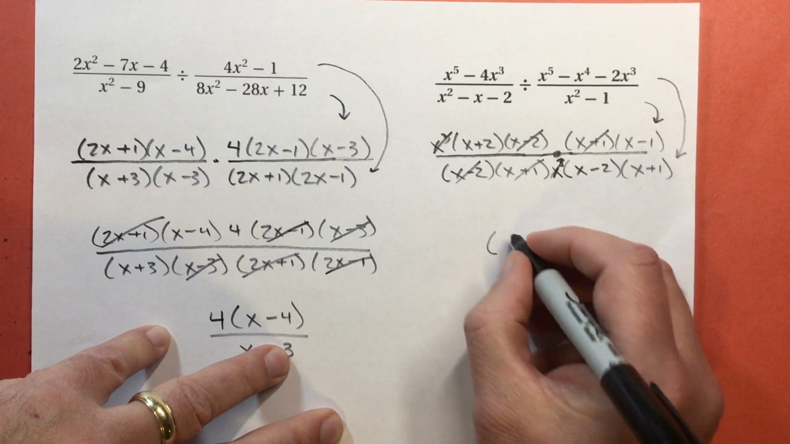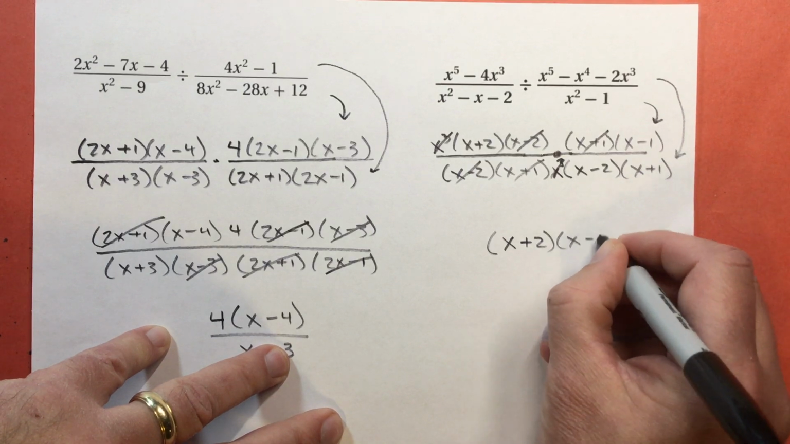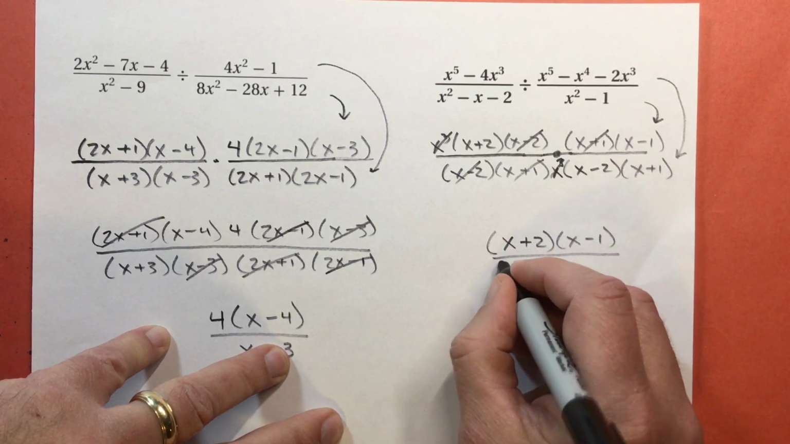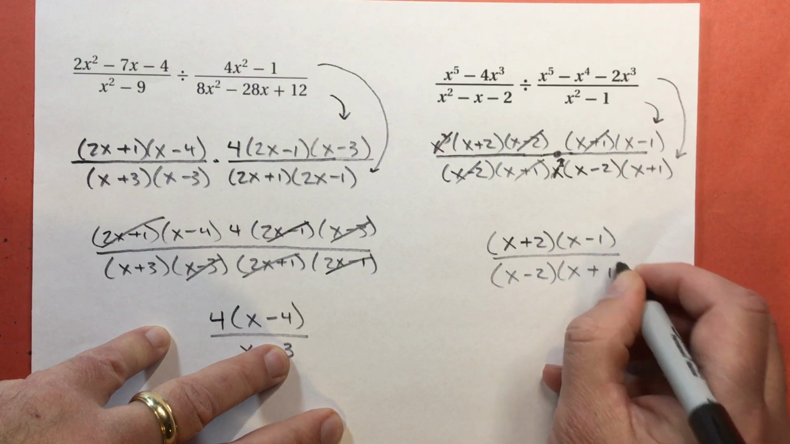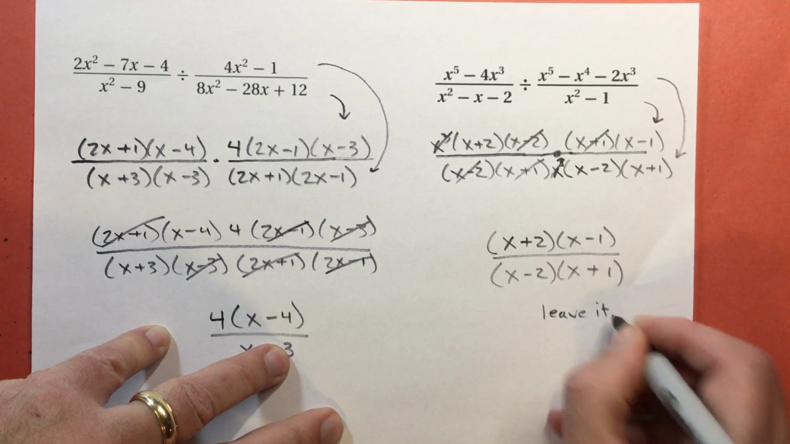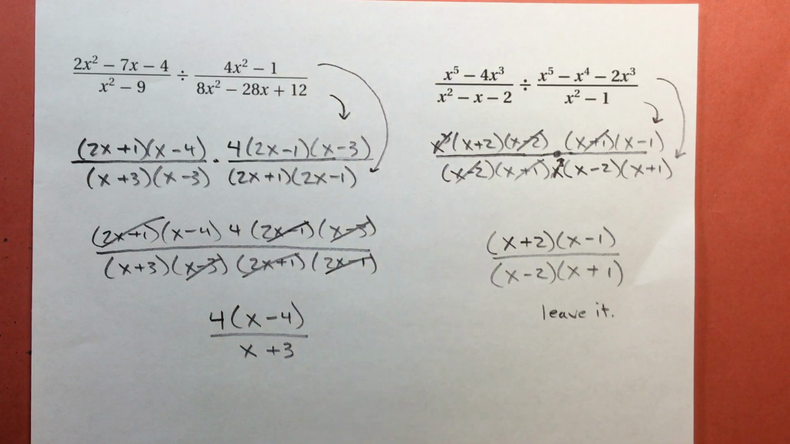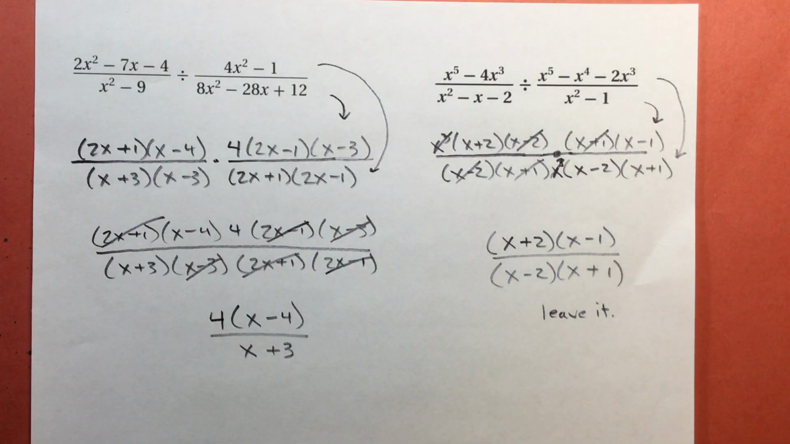So if I rewrite it, I do x plus 2 times x subtract 1 divided by x subtract 2 times x plus 1. And you can leave it just like that. If we were actually in class, we would go back and remultiply these to put them in standard form, but I don't think we need to for right now. Okay, see you in the next video.